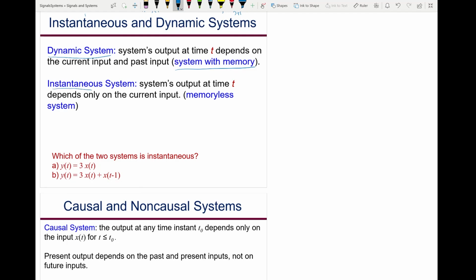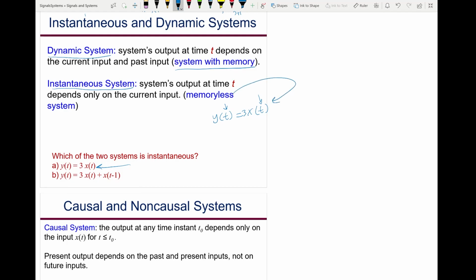When we say instantaneous system, that means the output at this instant of time depends only on the input at that instant of time. And that means the system has no memory, or we call it also a memoryless system. So if I have these two systems, this first system is just an amplifier. So the output, at any instant of time, will depend on the input at that instant of time, times 3. So this is an instantaneous system.